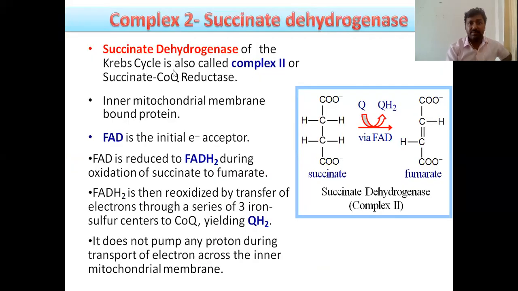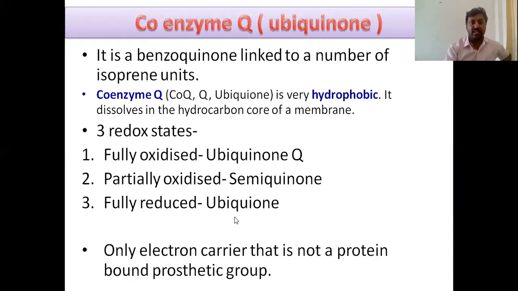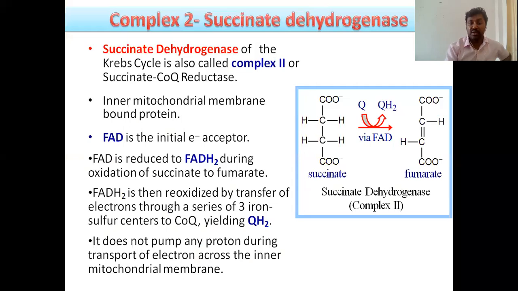Succinate of the Krebs cycle is also called complex 2. So succinate to fumarate forms FAD to FADH2. This is how the FADH2 is formed, yielding QH2 because it is fully reduced. Coenzyme Q is converted into QH2. It does not pump any proton during the transport of electrons across the inner membrane. This is not important. You have to understand that the transfer of electrons and hydrogen molecules is very important.